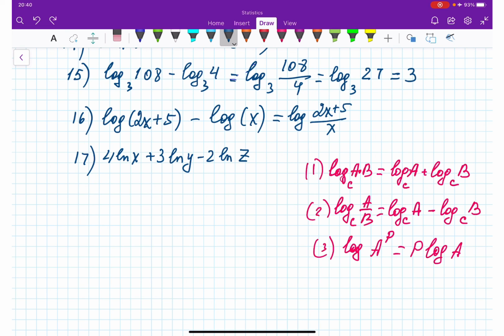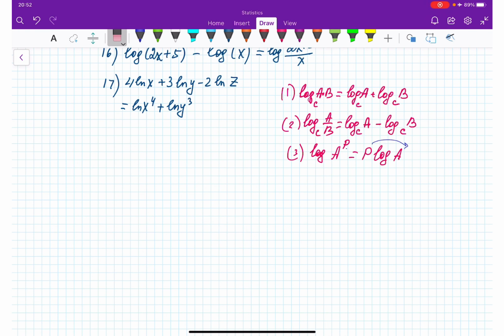First we need to take care of this coefficient 4, which is going to come back here as an exponent, right? Look here, I'm bringing it back as a power right here. So this is going to be natural log x to power 4, plus natural log y to power 3, and minus natural log z to power 2. So what do we have? Addition and then subtraction. Addition we can convert into multiplication, right? Okay, x to 4 times y cubed. And subtraction we can convert into division, divided by z squared.